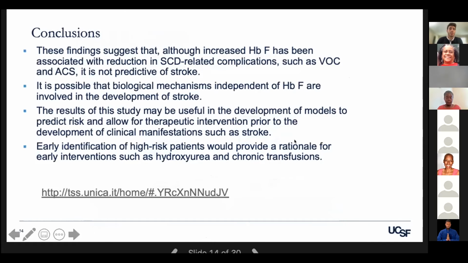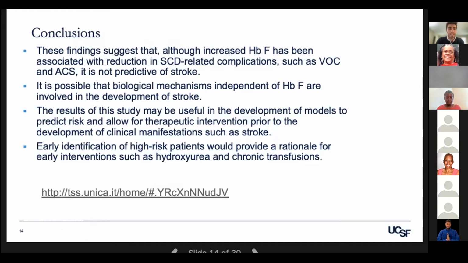Okay, so the conclusions of the study, right? When people are born with sickle cell, there are so many of these SNPs that we're talking about that could either help them clinically, or it won't help them at all, and they'll have more severe disease.